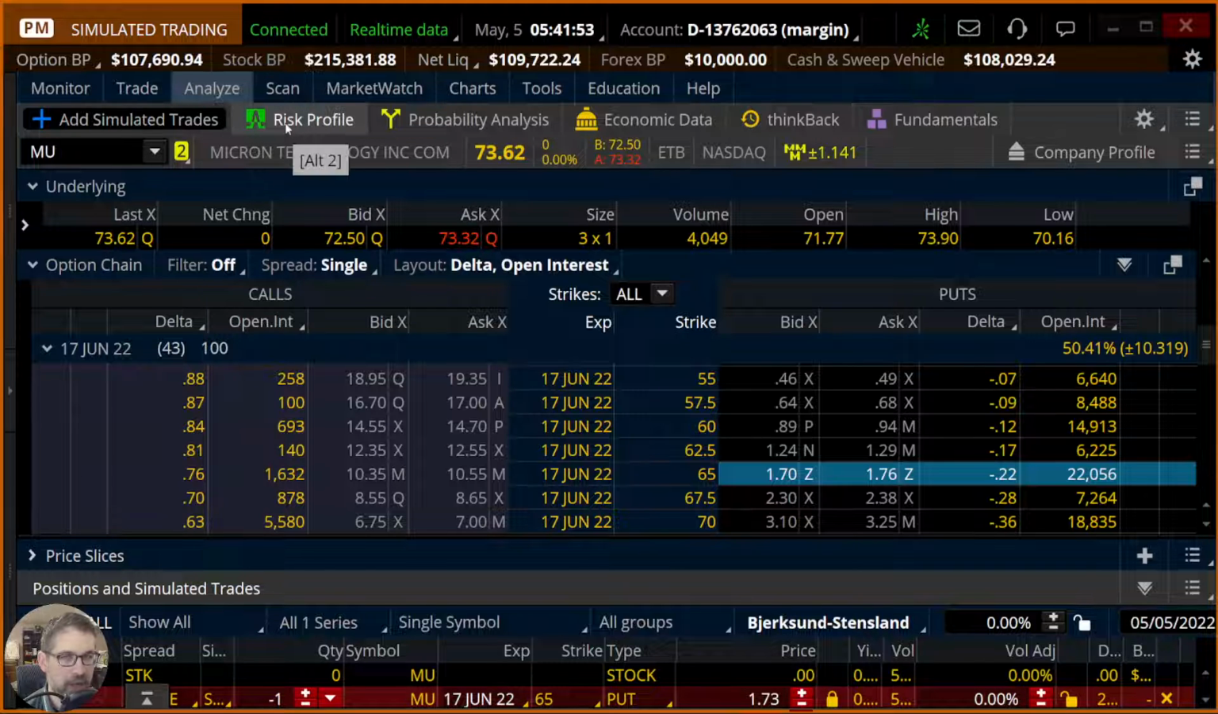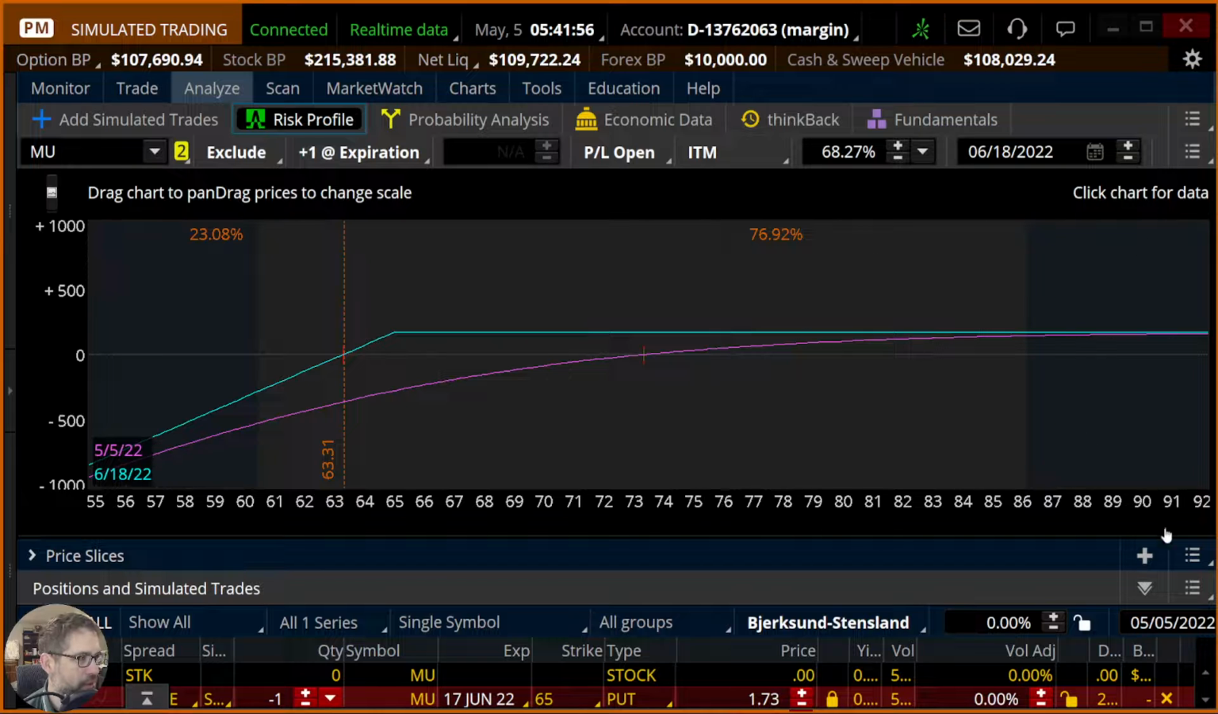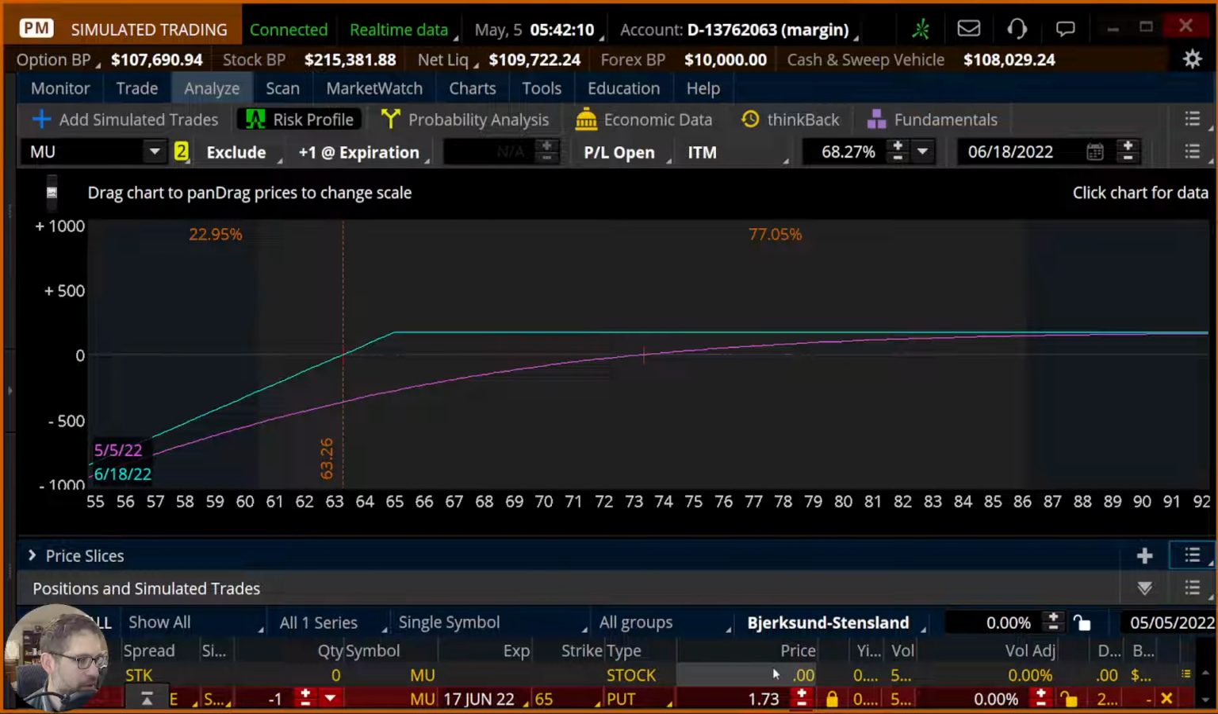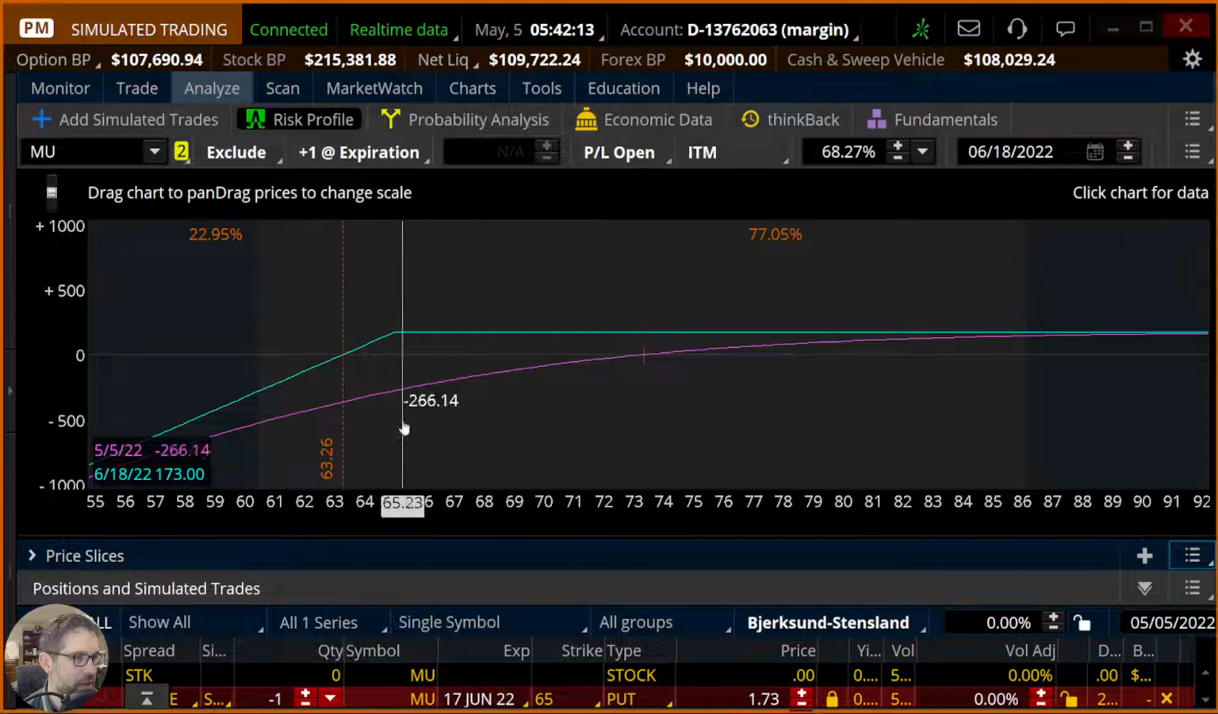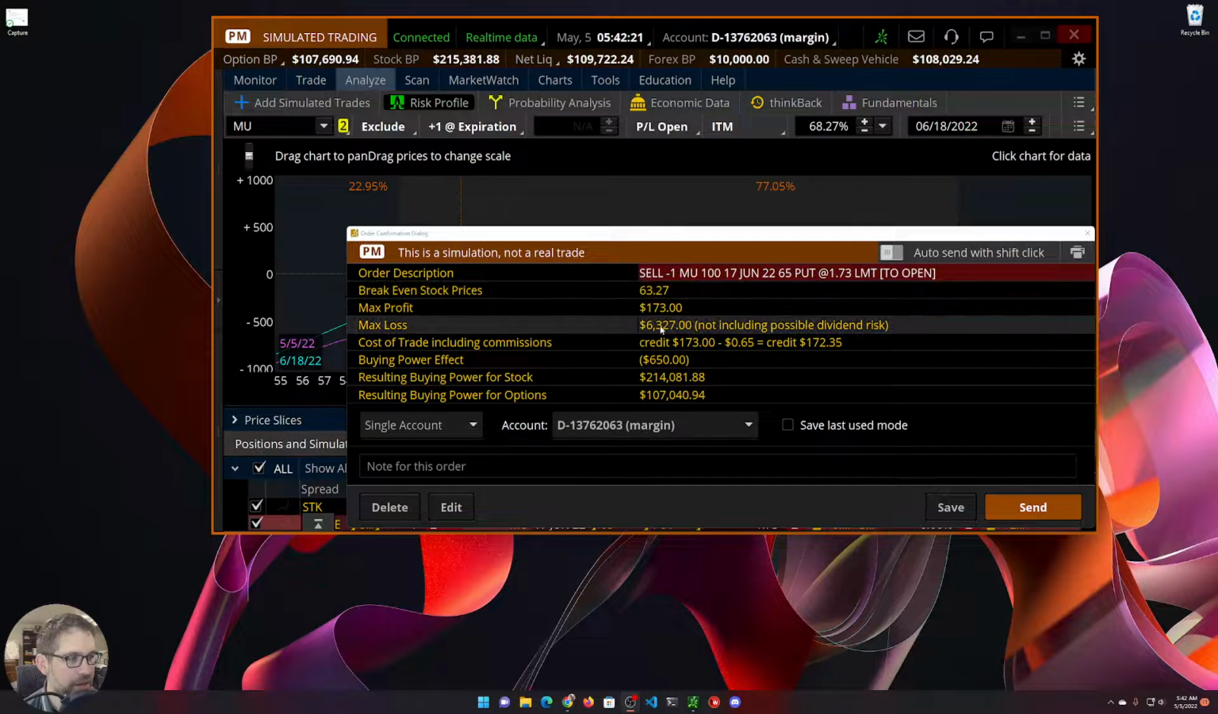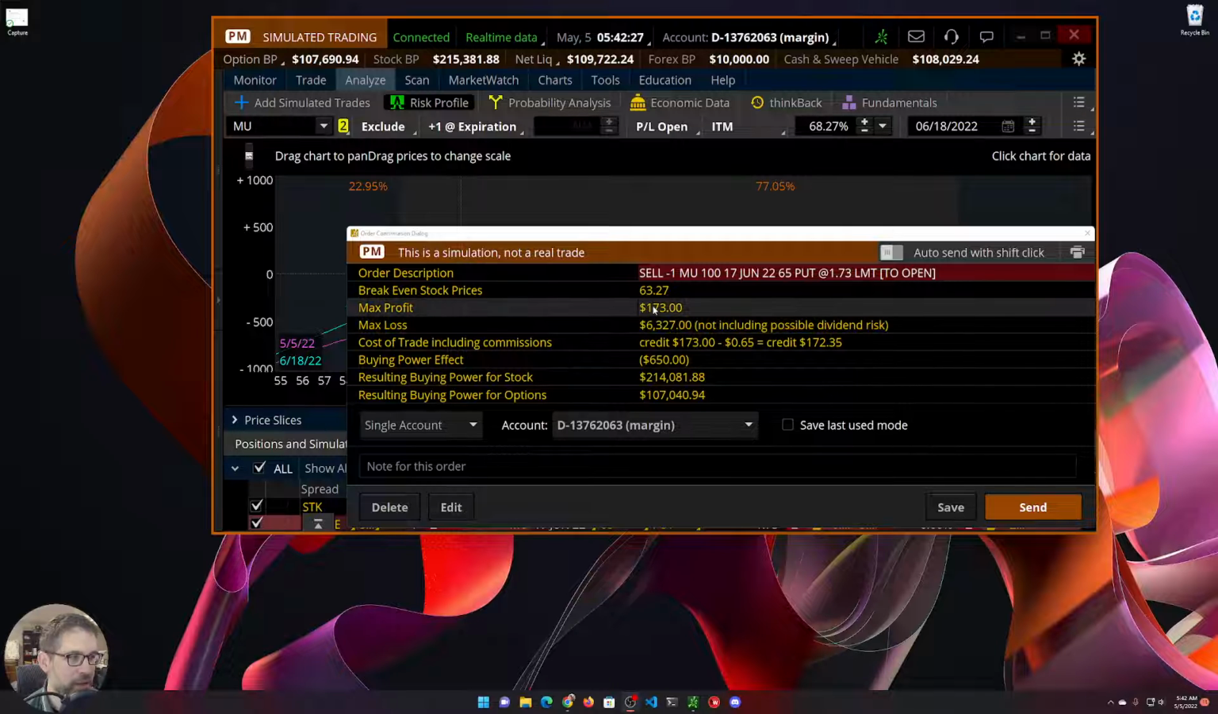And then let's go to the risk profile to check out our probabilities of profit at expiration. I'm just going to go ahead and set that slice to break even. All right, we're looking at a 77% probability of profit with a trade that risks $6,500 minus the $1.73. So let's call that $6,400. And of course, we don't have to guess what our maximum loss is. I'm going to right click this trade, choose confirm and send. And here we are. We're looking at $6,327 as our max loss on that one. Max profit is 173.